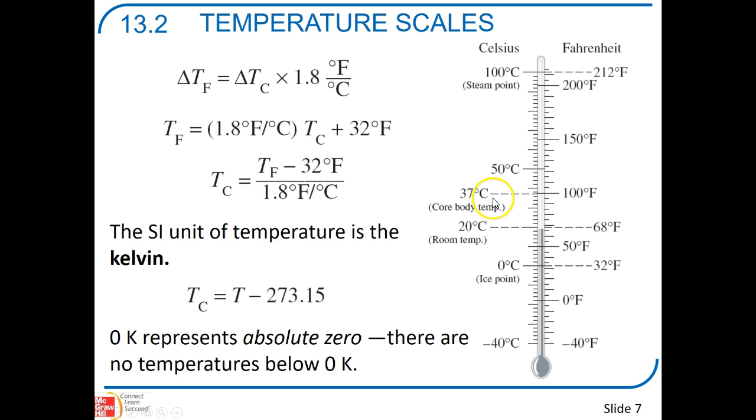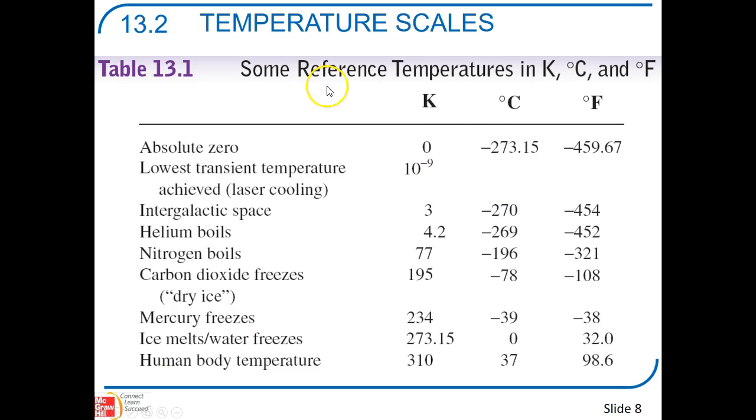Core body temperature is about 37 degrees Celsius or 98.6 Fahrenheit. Room temperature is about 20 or so, which is about 68 degrees. Melting point is 0 or 32, and then steam or boiling point is 100 and 212. So just things you kind of already knew, just some reference temperatures.